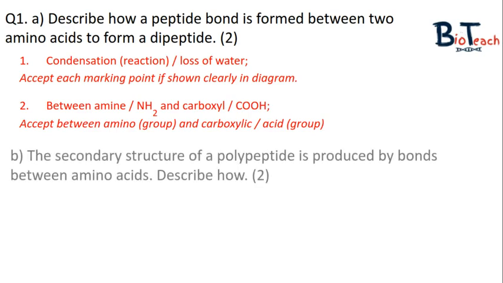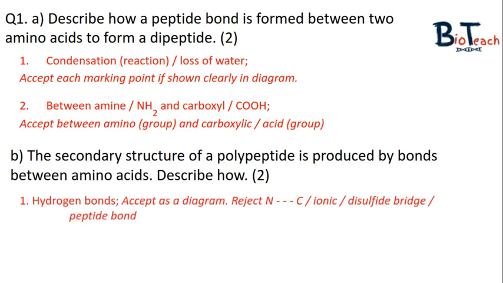Part B expects you to describe how the secondary structure of a polypeptide is produced. First of all, you need to think about the bonds present. We know hydrogen bonds are what holds the shape together, so that would give you 1 mark. And the next mark will be awarded if you successfully state that the hydrogen bonds are between the NH of one amino acid and the CO of the other amino acid.